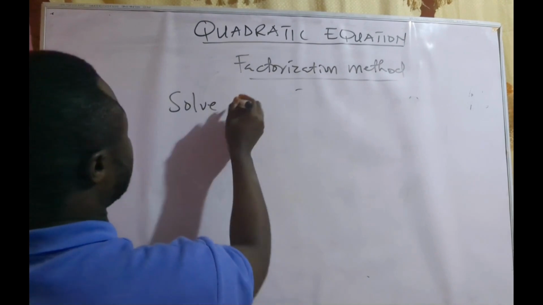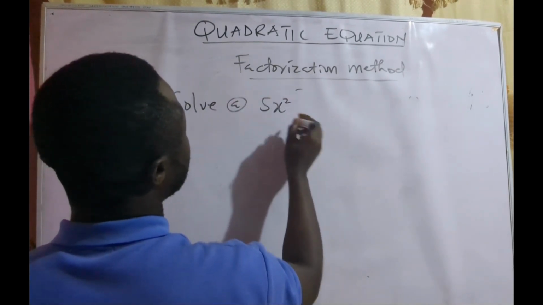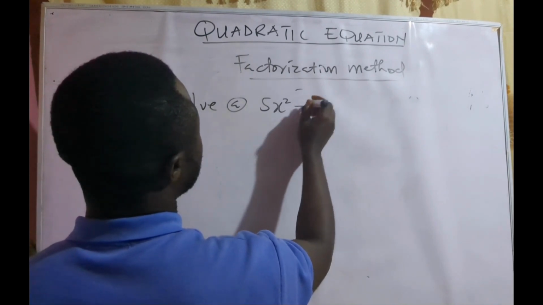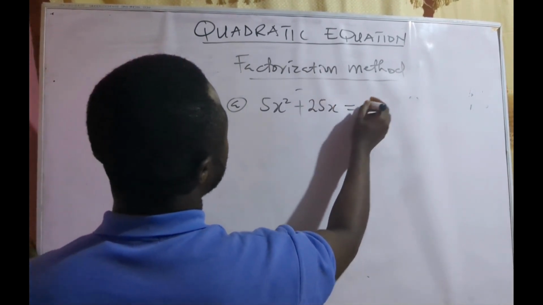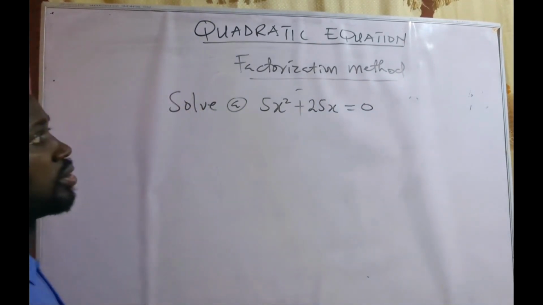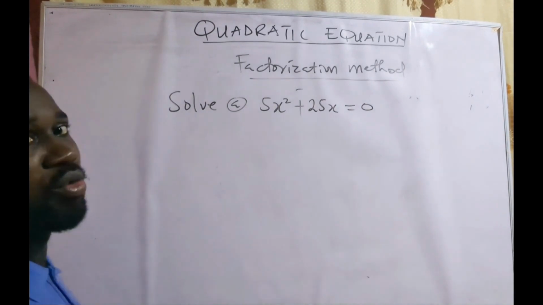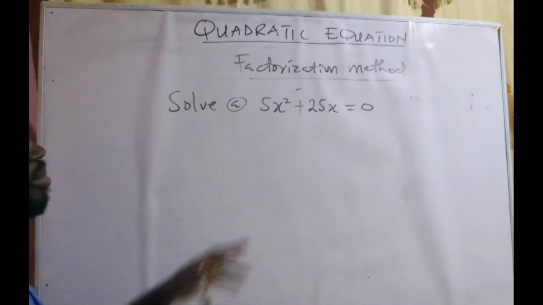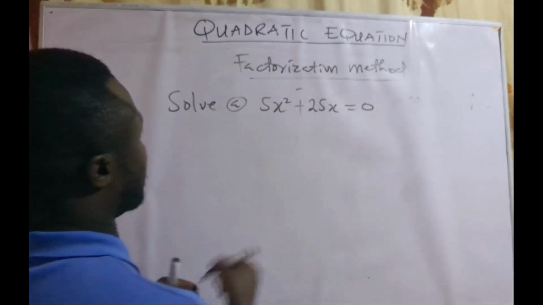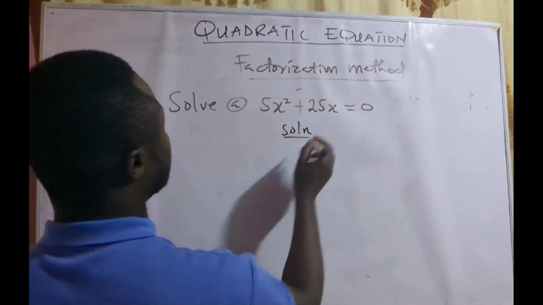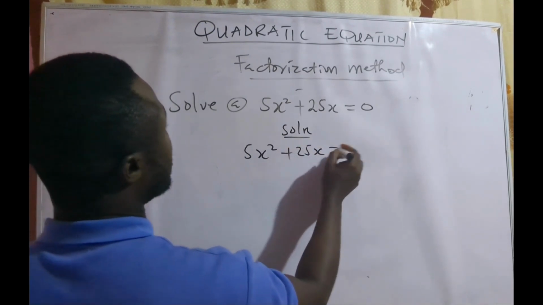Solve, let's say 5x squared plus 25x equal to what? Equal to 0. This is a quadratic what? A quadratic binomial. Okay, so 5x squared plus 25x equal to 0. Okay, so let's look at this one, how we are going to solve it. So 5x squared plus 25x equal to 0.